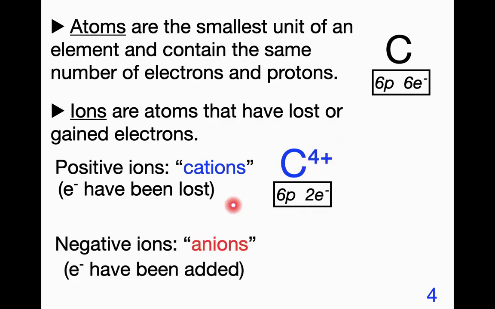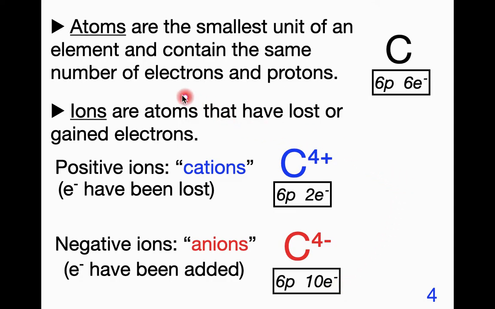Now, if it has more electrons than protons, it's called an anion. It's negatively charged. And so again, let's look at carbon as an example. In this case, carbon has gained 4 electrons. So rather than the 6 electrons the neutral atom has, it now has 10 electrons. So it has a negative 4 charge. The simplest way to think of it is it has 4 more electrons than protons. So it has a negative 4 charge.